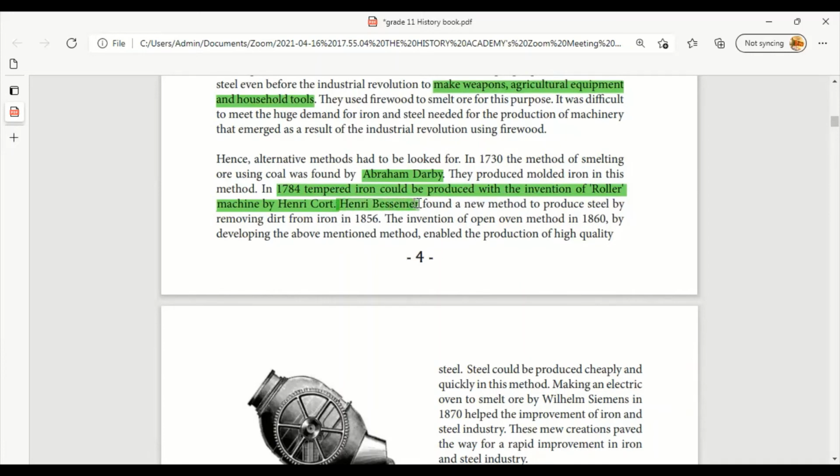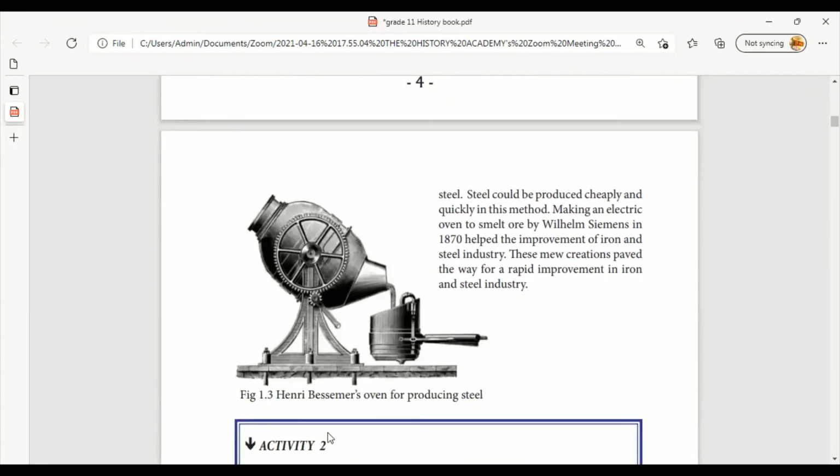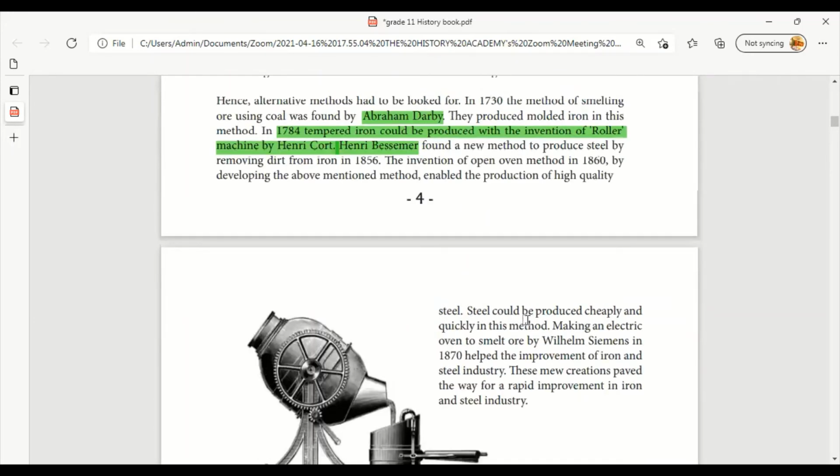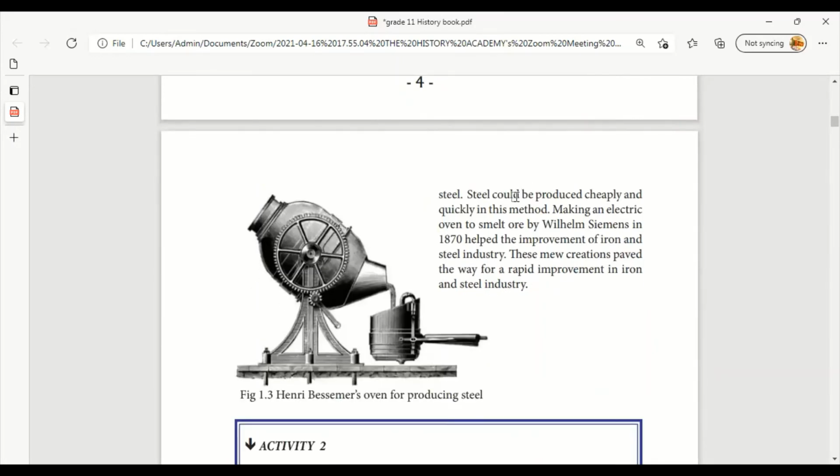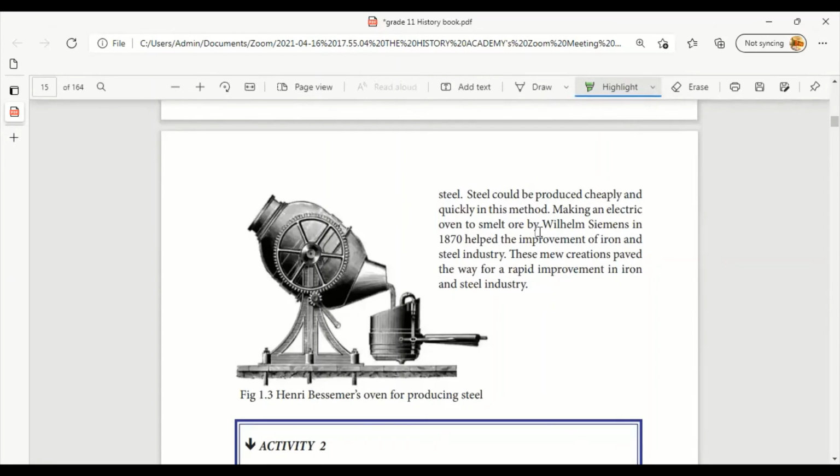So this is the third invention under the iron and steel industry. Then the open oven method was invented in 1860 by developing the above-mentioned method. So Abraham Darby used coal, and the roller was invented by Henry Cort. Henry Bessemer produced steel by removing dirt. Then the open oven was produced by another person. Steel could be produced cheaply and quickly by this method, right?